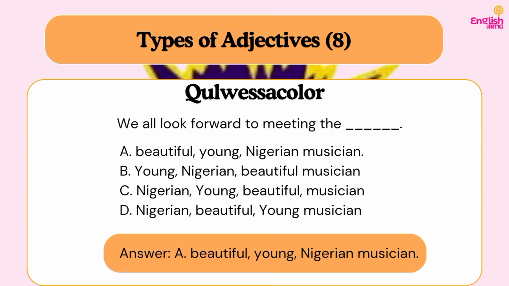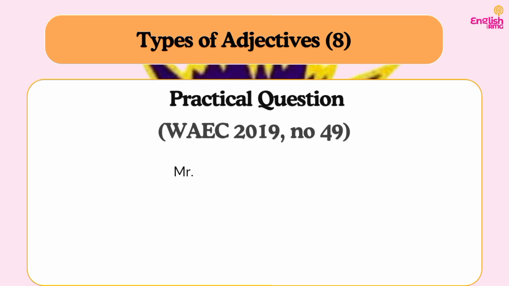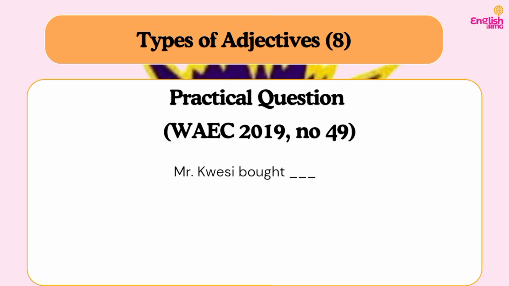So our answer is going to be what? A, because that is where we have this order. We all look forward to meeting the beautiful young Nigerian musician. So do you understand how to use this rule now? So when you have questions like this, just quickly go to your rough sheets to use the rule to pick out your answer or to arrange your answer.